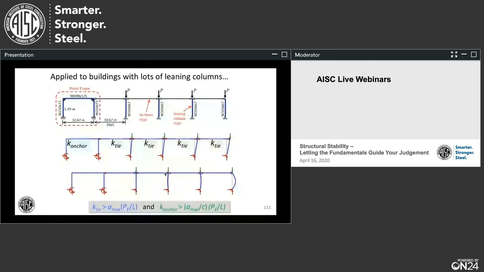In buildings, we could apply it. We got a whole bunch of leaning columns, all tied to the anchor, which in this case would be the portal frame. And we could use this math, but one of the things that happens most of the time is the tie stiffness is very, very large compared against the anchor. So we revert back to that summation P concept working for stiffness.